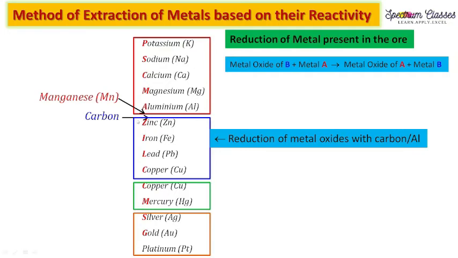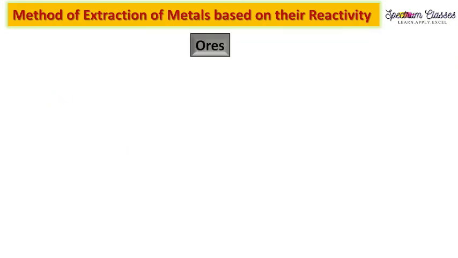This is the basic concept behind the reactivity order of these metals for reduction of metal oxides of moderately reactive metals. Why the reduction of these metal oxides can be done by aluminium and carbon. For some of the metals, sometimes magnesium, calcium, sodium, potassium are also used, but those are very specific cases. Here we are not going into that. And this thing we can understand through this flowchart.